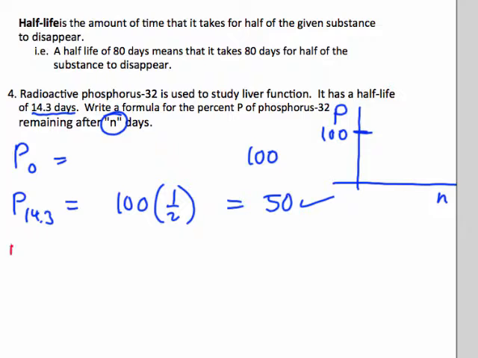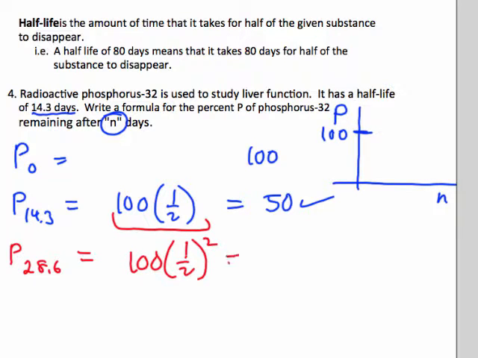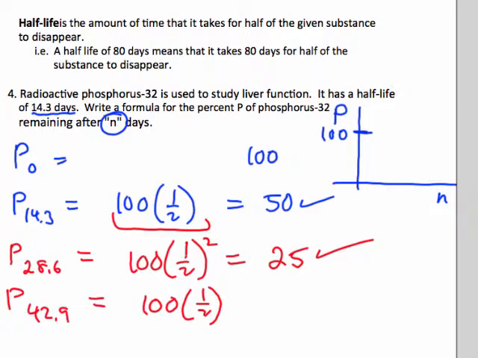After another 14.3 days, which is 28.6 days, I would have the previous amount multiplied by another 1/2. So I would have that to the power 2, and that would be 25 units. And let's do it one more time. Another 14.3 days would bring us to 42.9 days, I think, which is 100 times a half squared, times another half for this next 14.3 days that's gone by, so to the exponent 3, and now I have 12.5 units left.